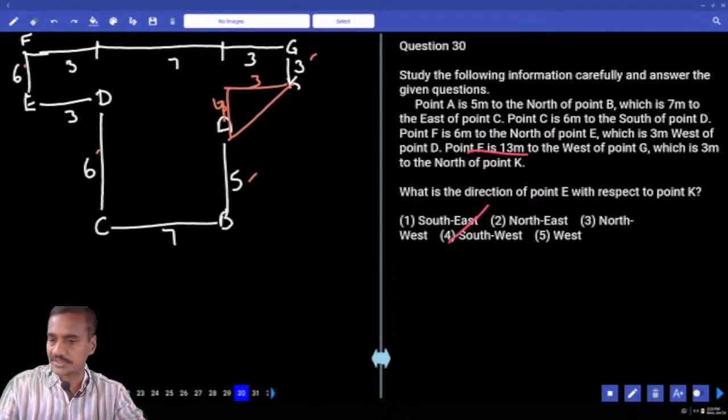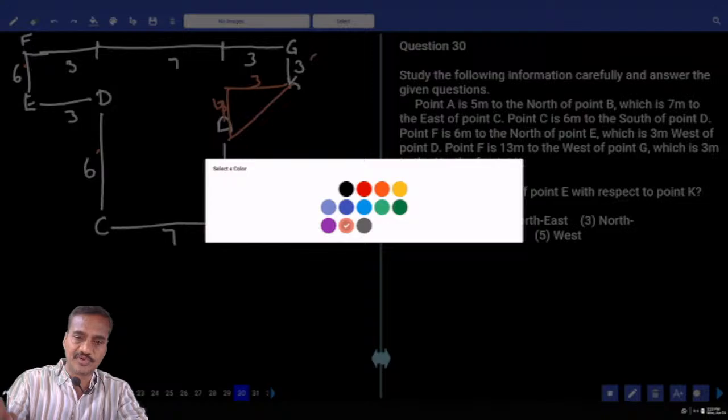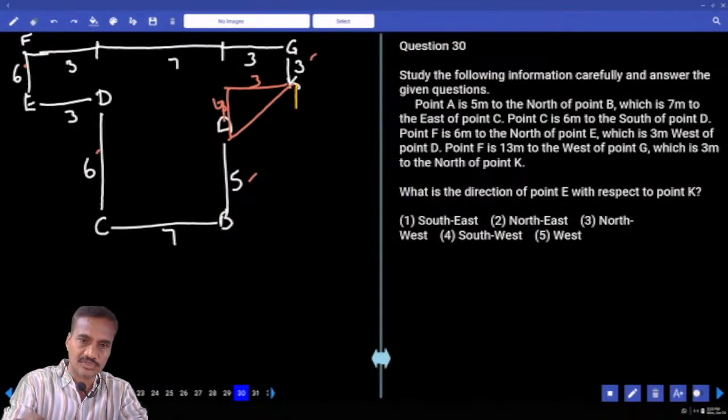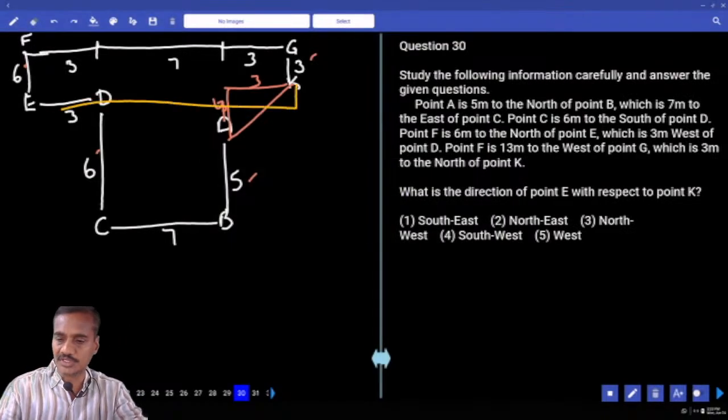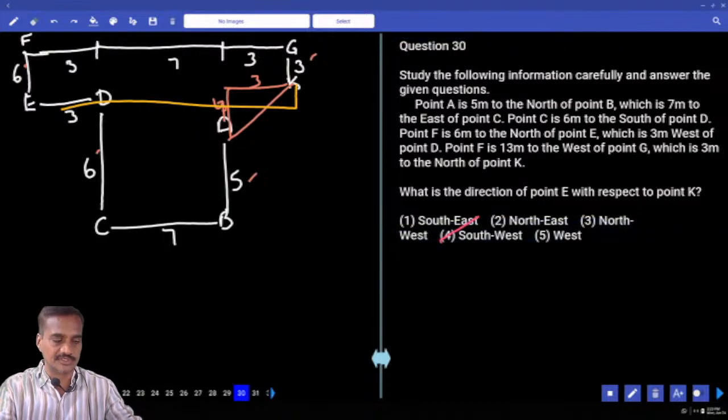Next one, question number 30. And direction of E with respect to K. Now E with respect to K, that is, in order to reach E from K, first we need to move towards south, then towards west. South and west, southwest, choice 4 for question number 30.